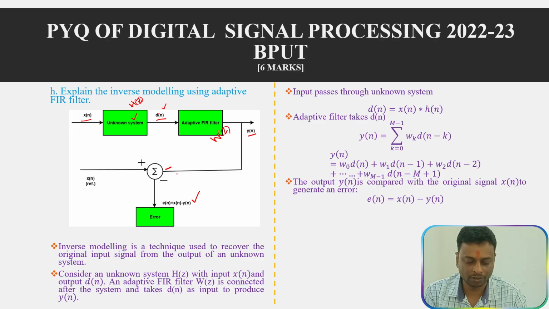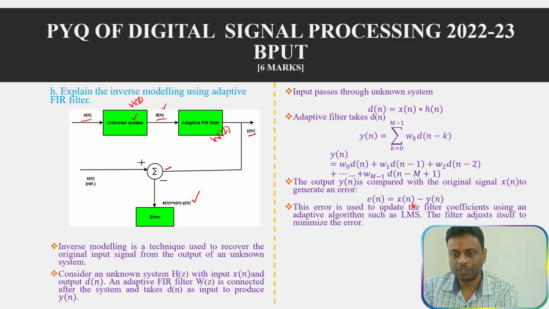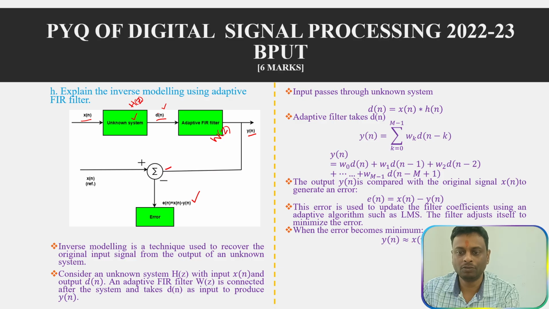This is the error signal. The error signal should be as minimum as possible. The error signal is used to update the filter coefficients using an adaptive algorithm, most probably the LMS algorithm, that is least mean square. The filter adjusts itself to minimize the error. The main aim is to minimize this error. So when the error becomes 0 or minimum, x of n is equal to y of n.